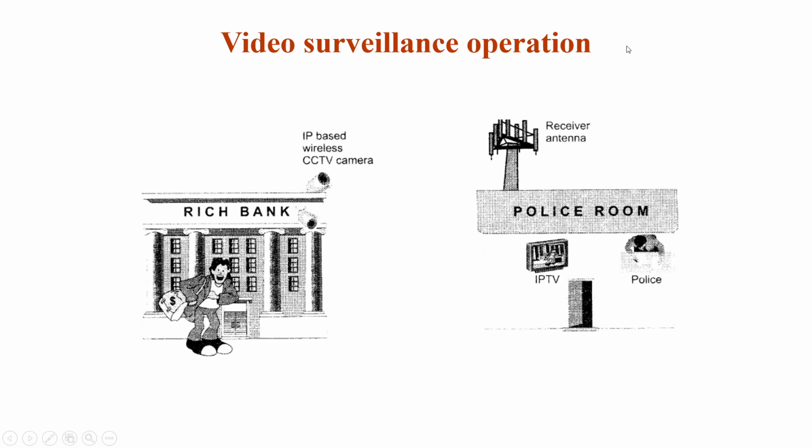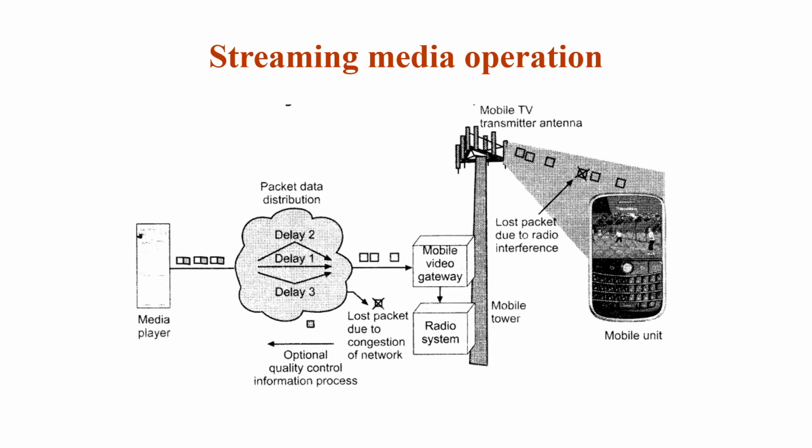Video surveillance operation, where you can put your CCTV cameras. You are having this particular camera and your receiver antenna will receive all this footage and it goes to the police room. Either you can see it on IP television or on your mobile, or you can say on your Internet Protocol television. So this is used in the video surveillance operation.